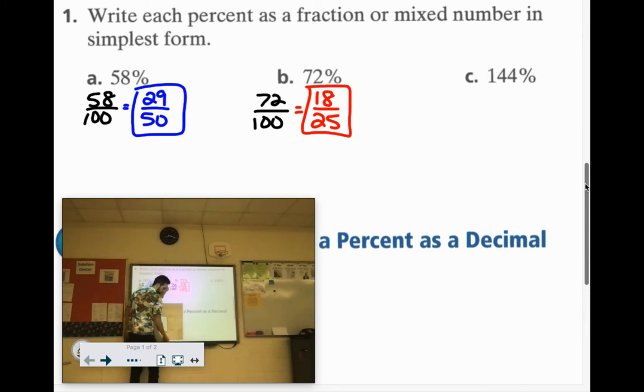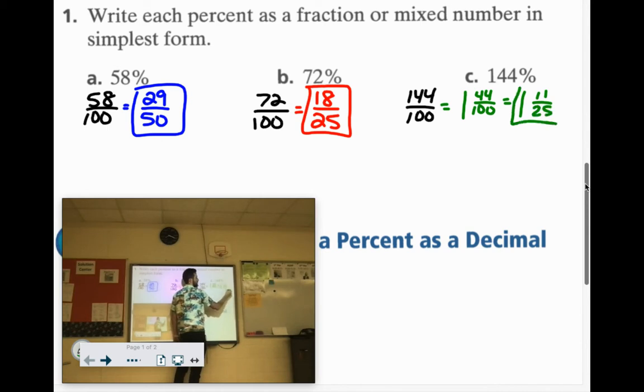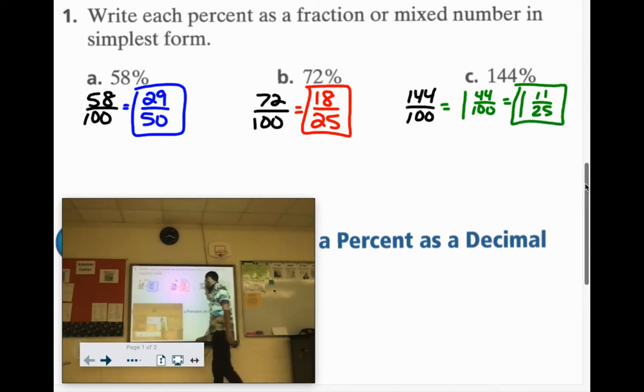And 144% would initially be 144 over 100. Now if we're going mixed number on that, you can get 1, 100 into 144 once, and that would leave us with 44 100ths. Those are both divisible by 4. 4 goes into 44 11 times, 100 25 times. So that would be our final simplified answer.